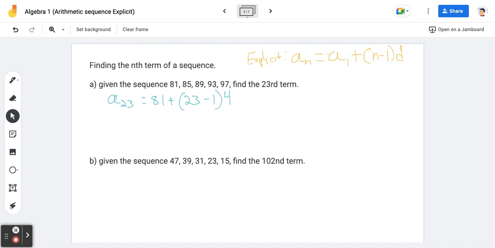And let's find our 23rd term. So a sub 23 is equal to 81 plus 22 times 4. Okay, so a sub 23 is equal to 81 plus 88. Therefore, a sub 23 is equal to 169. So what is our 23rd term? Our 23rd term is 169.